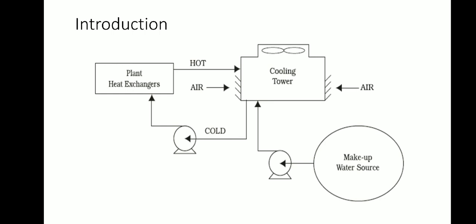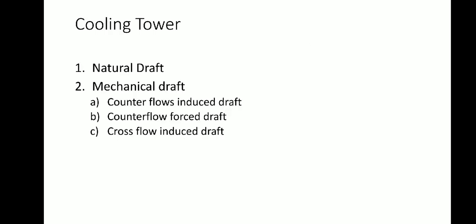Here the cooling tower gets the hot water from the plant heat exchangers, and the process of the cooling tower is to reduce the hot water temperature and send it again to the plant heat exchangers. During the cooling process, the cooling tower extracts air from the atmosphere with either natural or forced draft fans.